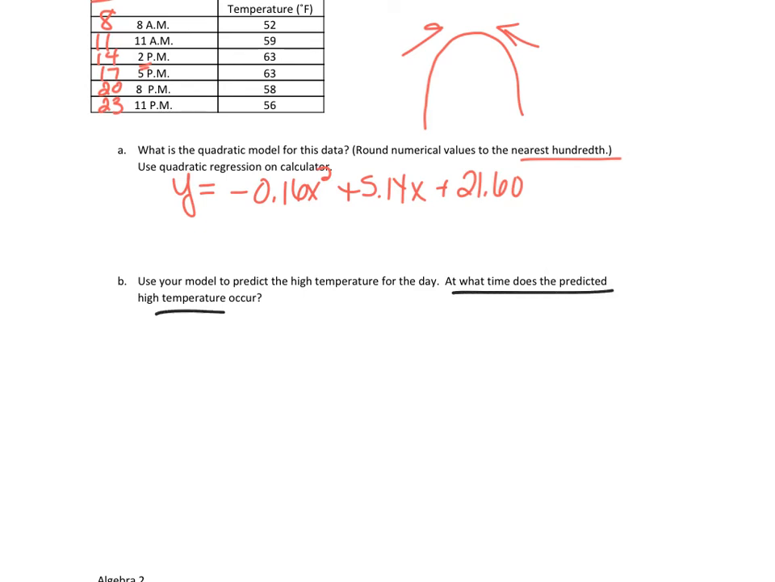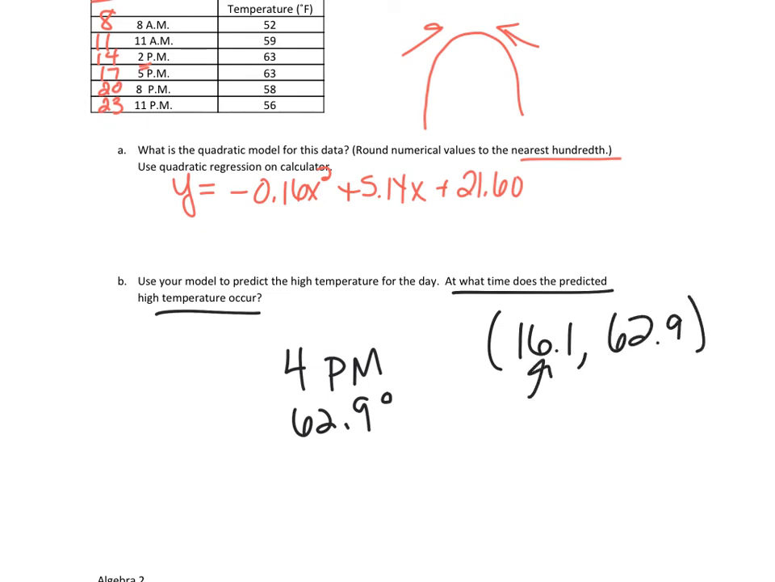So at what time does the predicted high temperature occur? It occurs at 4 p.m. and at 62.9 degrees, because the ordered pair we had for that max was basically that. This is 4 p.m., 62.9 degrees.